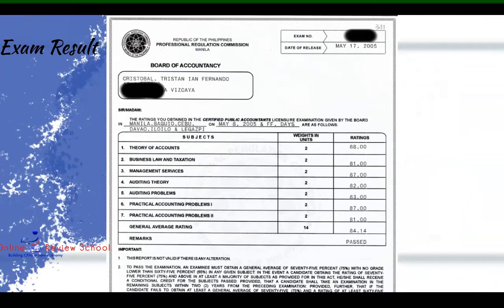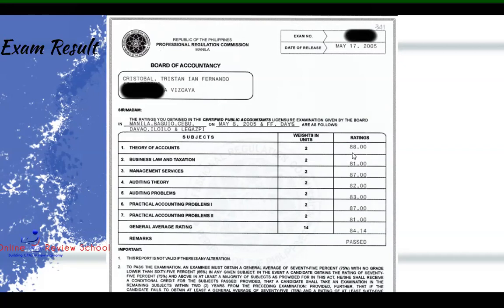Through hard work and reading books. When I was reviewing, I felt like I hadn't learned anything in my college days. But then I strategized on where I was weak, and where I needed to improve my concepts and understanding. So for theory of accounts, I was surprised, the grade I saw was high. I didn't expect an 88.